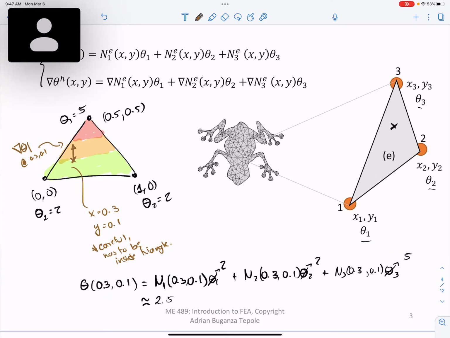But again, the same idea. Only the shape functions are functions. The other things are nodal values. So if you want the gradient of theta, all you need is to know the gradient of the shape functions and then just multiply by the nodal values.